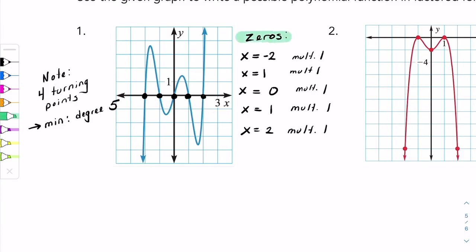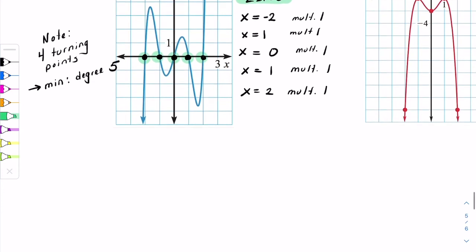So these are the zeros. It's where the graph crosses the x-axis. Remember, if it had a multiplicity of 2 or an even multiplicity, it would bounce or turn at that point. That doesn't happen on any of these.